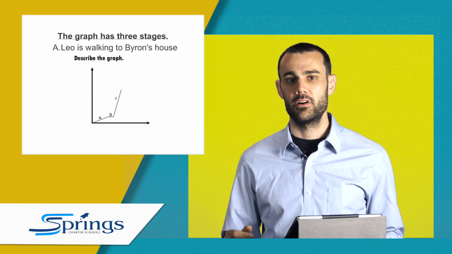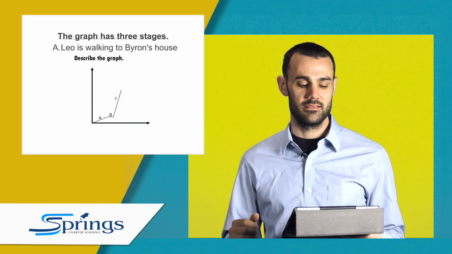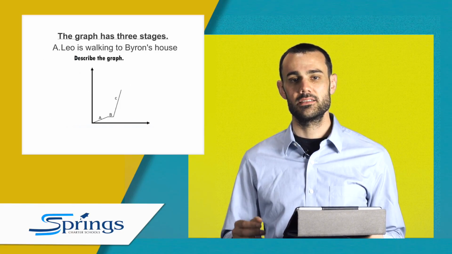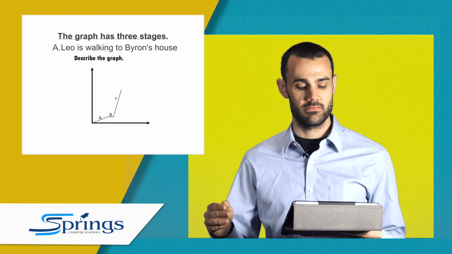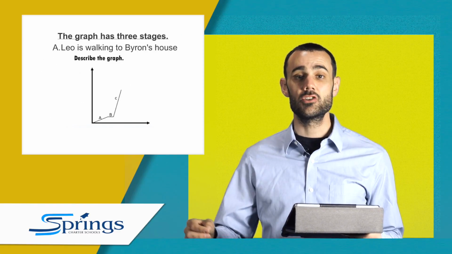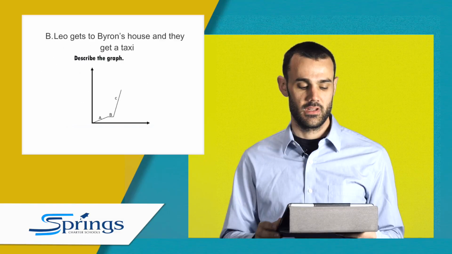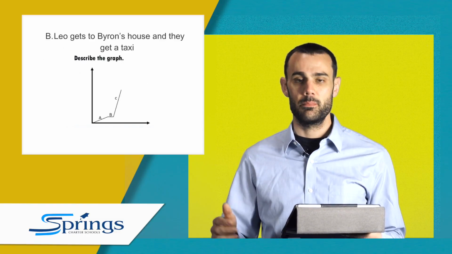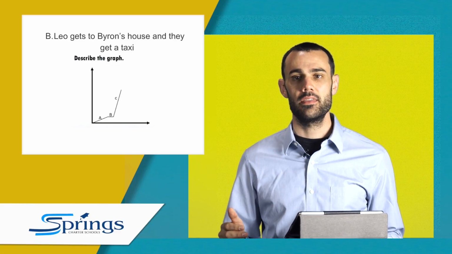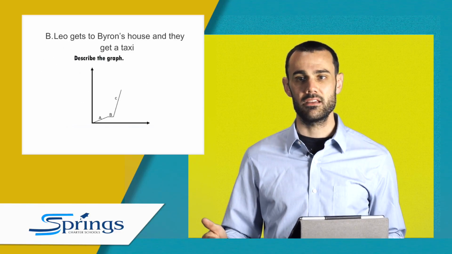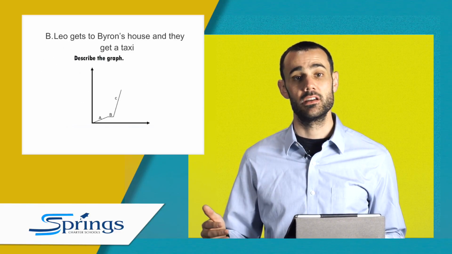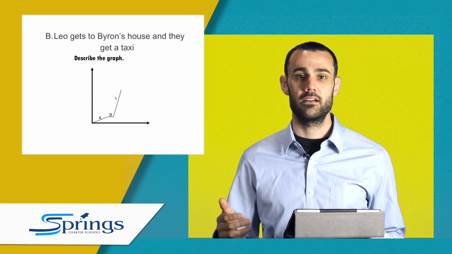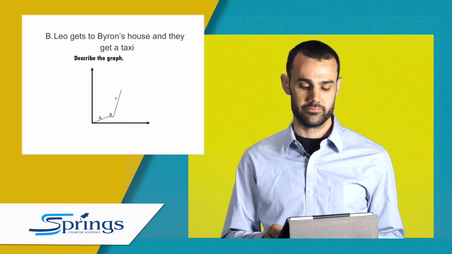In the very first part, part A, we can see that Leo is walking to Brian's house. Now, we can see that it has kind of a constant rate. It's going up at a constant rate there. So we can say that it's increasing as well. Part B, Leo gets to Brian's house and they get a taxi. Part B is flat. That is due to the fact that they are waiting for the taxi to show up to their house so it can take them to work. Now, while you're waiting or standing still, you have a flat rate on your graph.